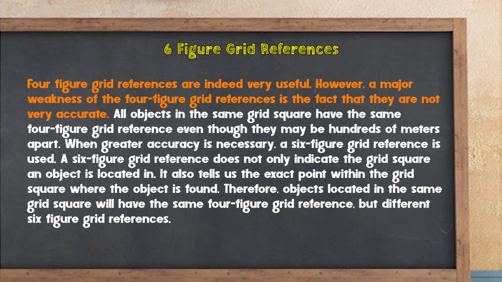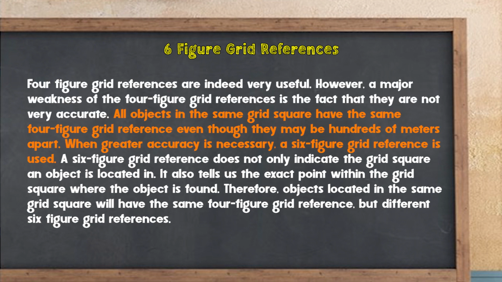Now, 4-figure grid references are indeed very useful. However, a major weakness of the 4-figure grid reference is the fact that they are not very accurate. Although objects in the same grid square have the same 4-figure grid reference, even though they may be hundreds of meters apart, when greater accuracy is necessary, a 6-figure grid reference is used.